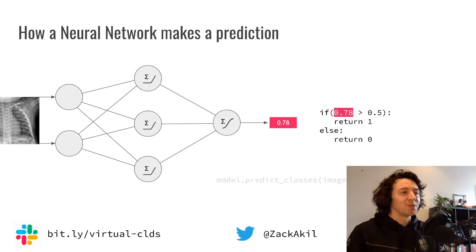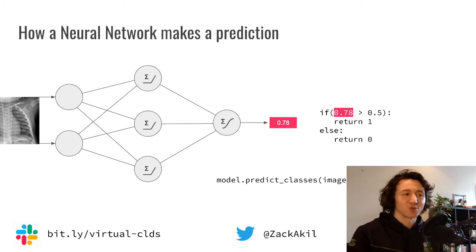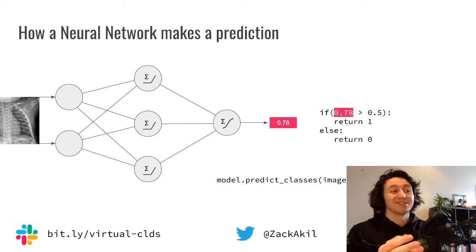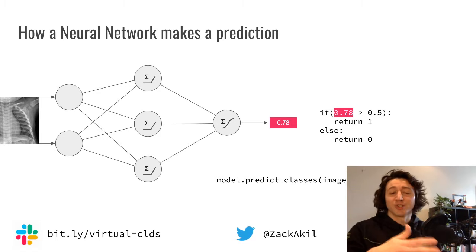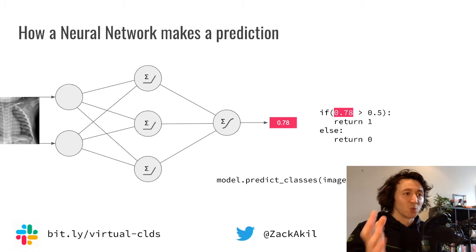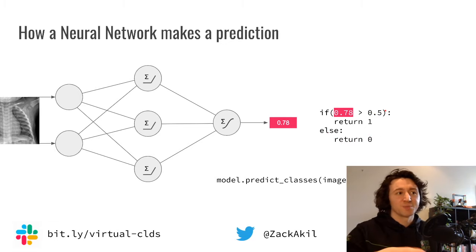So built into, for example, the software we're using later on, Keras, they actually have a function called predict classes. And that will automatically predict as a 1 or a 0 whichever one it's closer to. This is the kind of code it has behind the scenes: if it's greater than 0.5, predict as 1; less than, predict as 0.